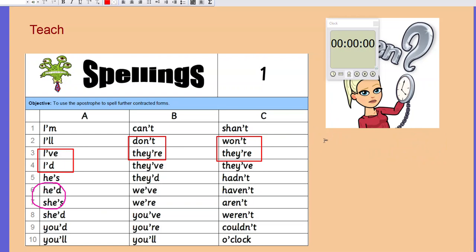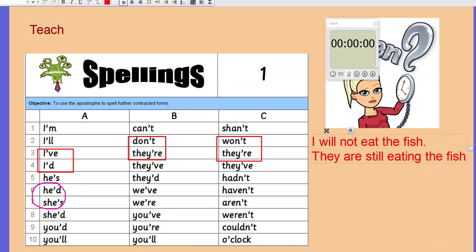And Group C, you have the trickiest ones of all because won't is actually a different word completely. So the expanded form is will not. Will not is changed to won't. So you would have to say, I will not eat the fish. And then they are, we've already had, they are still eating the fish. So won't is the contraction of will not.